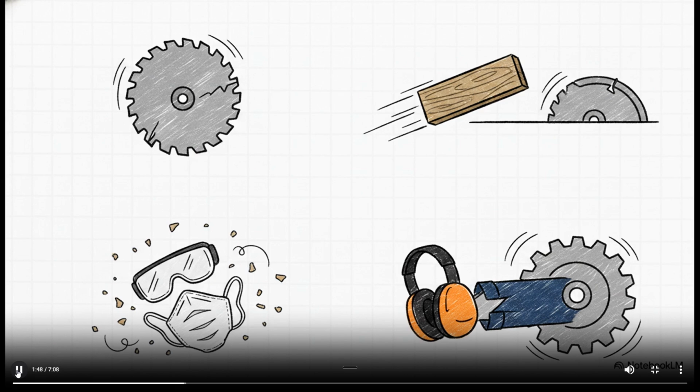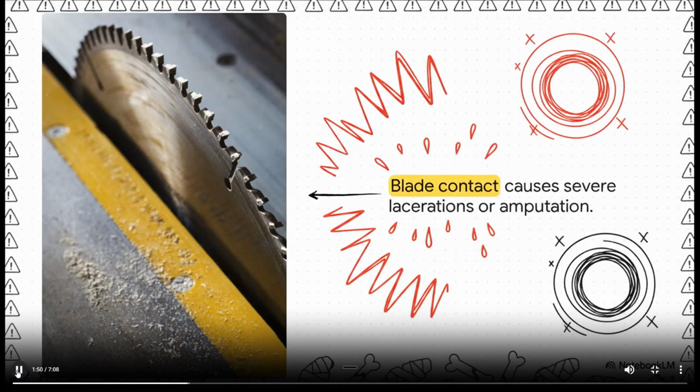And this right here, this is why we can never get complacent. The blade doesn't slow down, it doesn't hesitate, and it certainly does not forgive. A single split-second lapse in focus is all it takes. Contact will cause severe lacerations or complete amputations faster than your brain can even register the pain. Familiarity breeds complacency, guys, and you can never, ever get too comfortable around this tool.